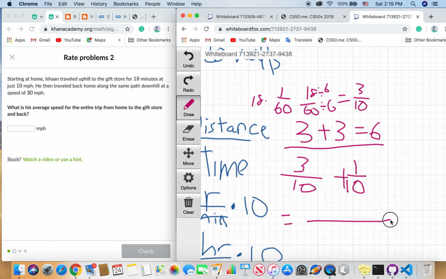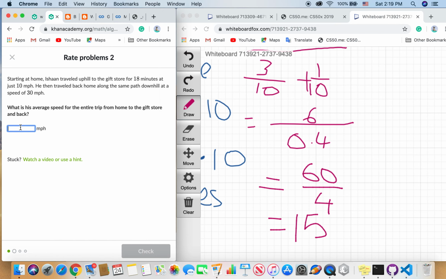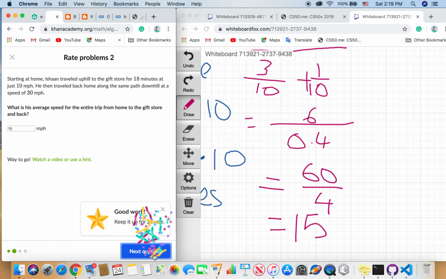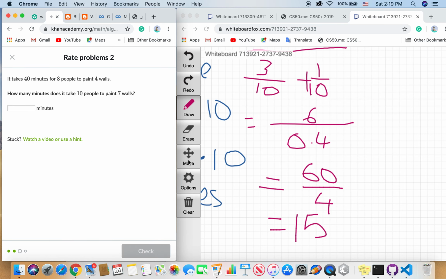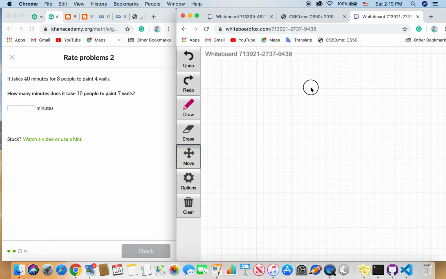So we are going to use 6 divided by 0.4. And that's the same thing as 60 divided by 4, which gives us an answer of 15. Let's see, is that right? Yes, it's right. Okay, so let's move on to question number 3.